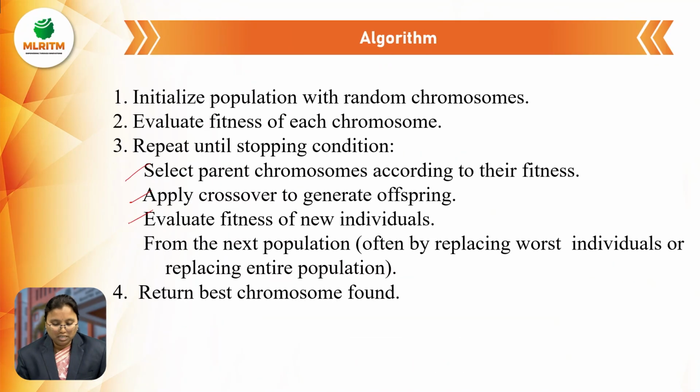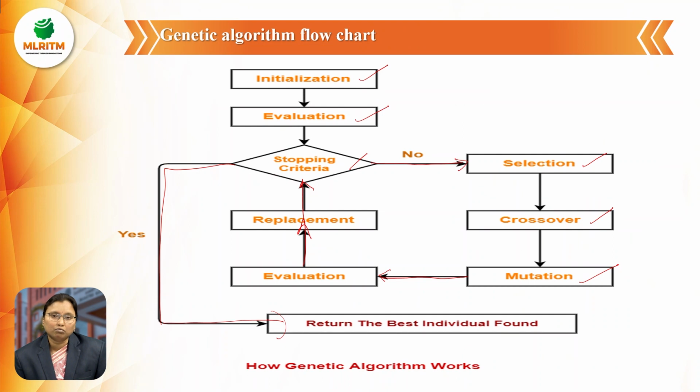Whatever we discussed in the algorithm: the first step is initialize, the second is evaluate the fitness, and the third is the condition. If the condition is satisfied, then automatically we go to the end. If the condition is not satisfied, go for the operators. In the operators also selection, crossover, and mutation. After that, once all these are okay, go again for replacement and condition check. This is called the flowchart of the genetic algorithm.